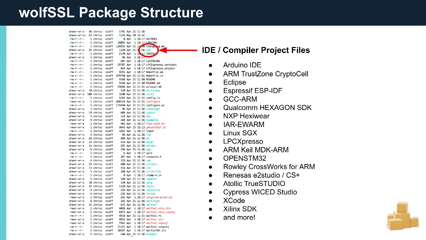The first one at the top is the IDE directory. This is where all of our compiler project files live. If you want to open up wolfCrypt as a project in your favorite IDE or compiler studio, this is probably where you want to go. If you want to open up a project for Eclipse or IAR Workbench or Rowley Crossworks or Keil's MDK tools, you can just open it up, hit build, and you'll end up with a library artifact.